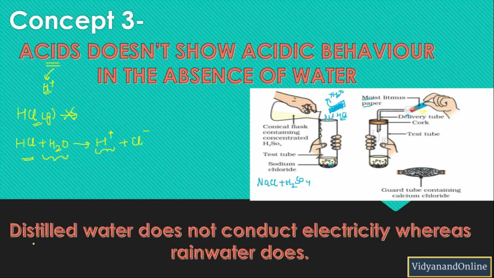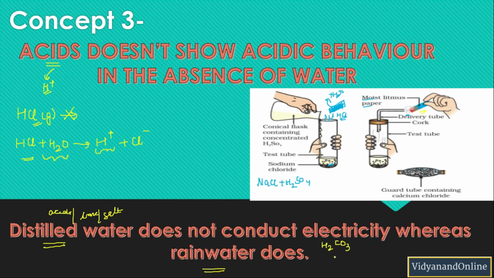The next concept here is that distilled water doesn't conduct electricity, whereas rainwater does. Why? Let me tell you that distilled water does not contain any ionic compound. It does not contain any acids or bases or any salt. Whereas rainwater, while falling on earth, comes in contact with oxygen and carbon dioxide present in the air and forms different kinds of acids. For example, it forms carbonic acid, which is H2CO3.